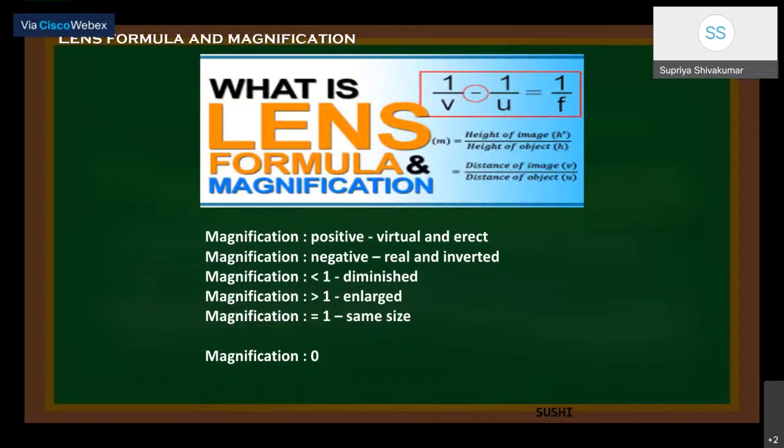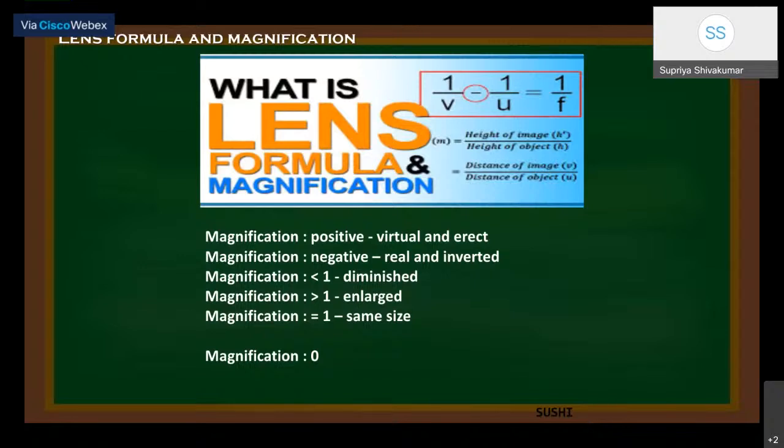So now let me take the same analogy with the formula v by u. V is the image distance, and u is the object distance. When the numerator and denominator are the same, meaning both are the same size, we get m equal to 1. So m equal to 1 means the image size is the same as the object size. Next, one more last term, magnification 0.